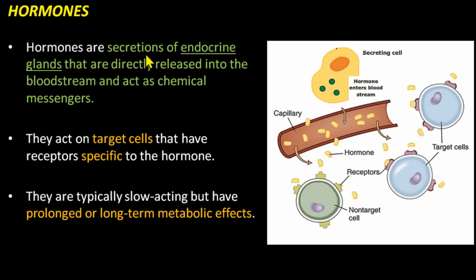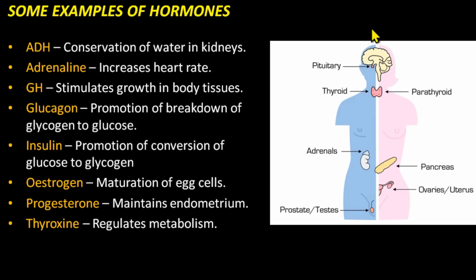Hormones are secretions of endocrine glands that are directly released into the bloodstream and act as chemical messengers. They act on target cells that have receptors specific to that hormone. They are typically slow acting but have prolonged or long-term metabolic effects. So these are usually released, let's say, for the regulation of blood sugar or during puberty or the regulation of water in the blood. So these endocrine glands secrete their substances directly into the bloodstream. They do not have any ducts, so they are also called ductless glands.